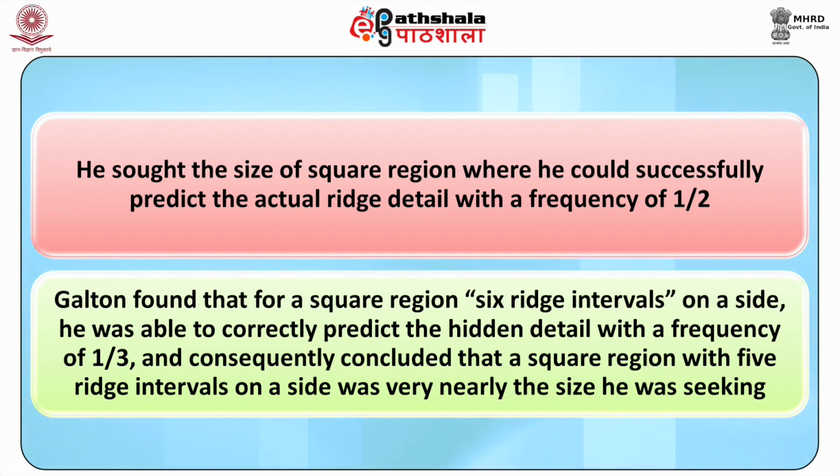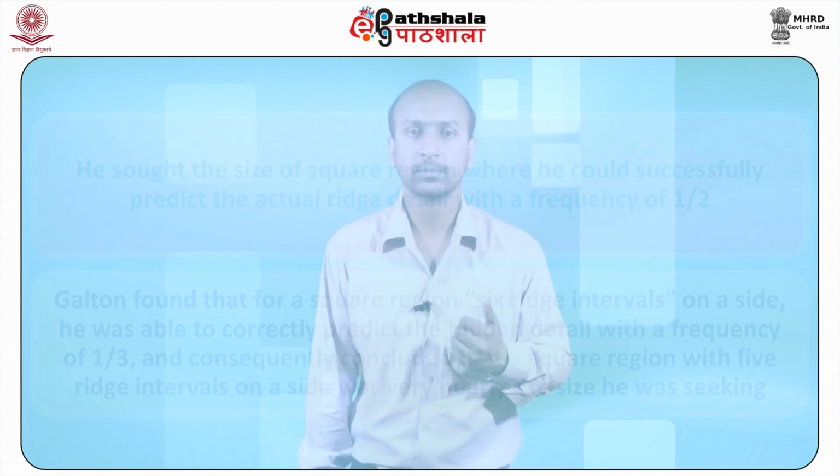1 by 2. Galton found that for a square region, 6 ridge intervals on a side, he was able to correctly predict the hidden details with the frequency of 1 by 3, and consequently concluded that a square region with 5 ridge intervals on a side was very nearly the size he was seeking.